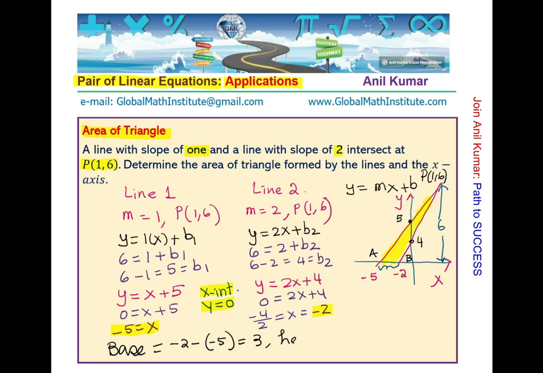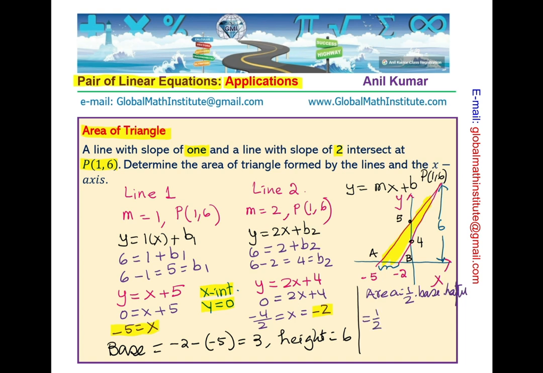And we know the height is what? Height is 6. And so we can now write down the area of the triangle, right? Which is half base times height, right? Okay. So half base times height will be half, and base is 3 for us, height being 6. So that gives you 6 times 3, 18 divided by 2 as 9. So our answer is 9 units square.